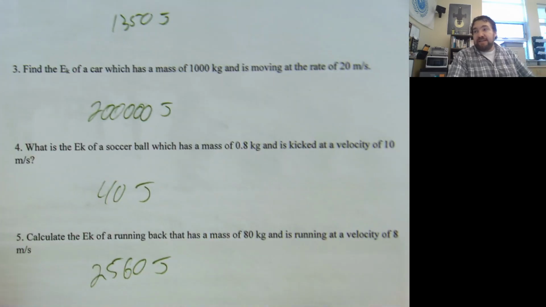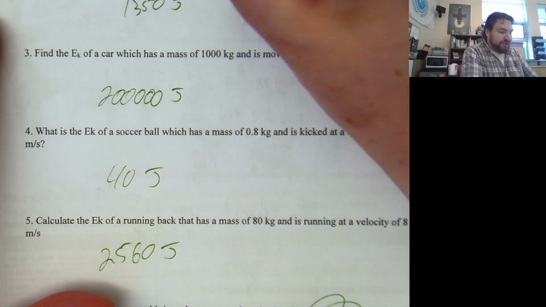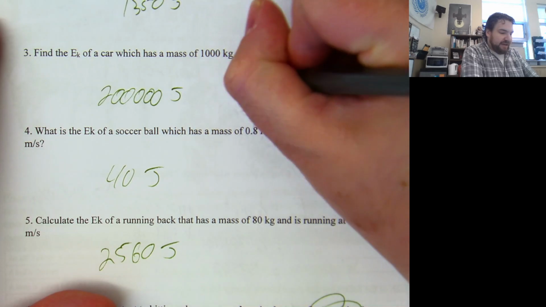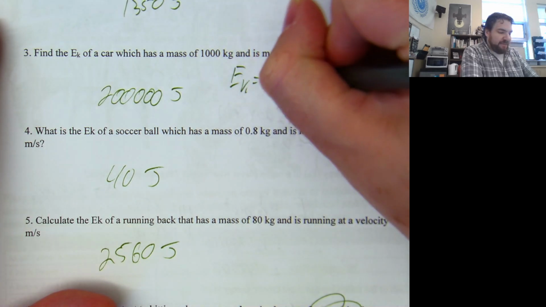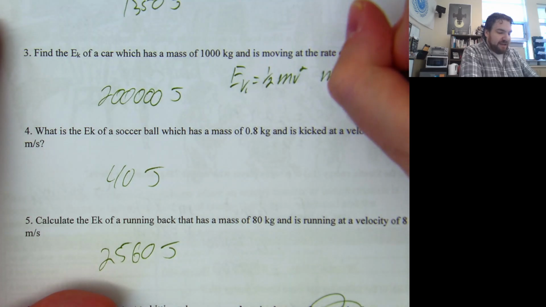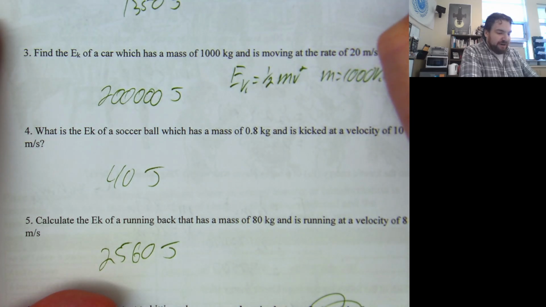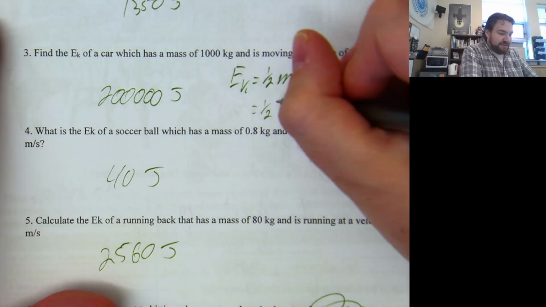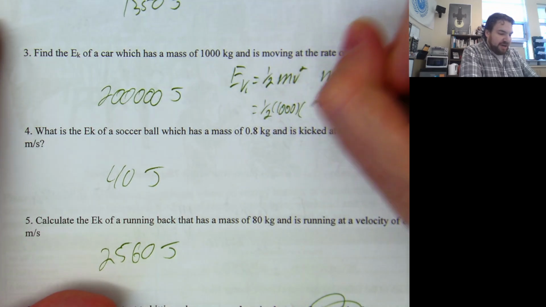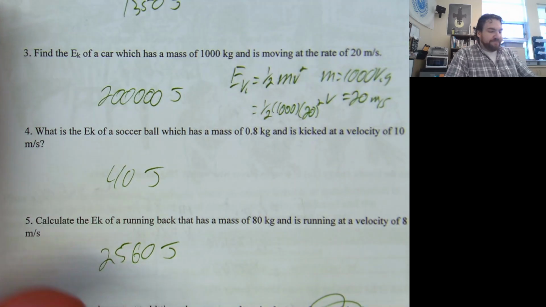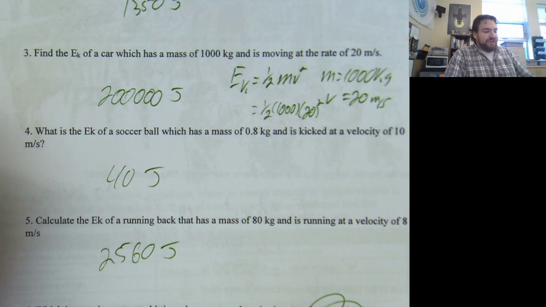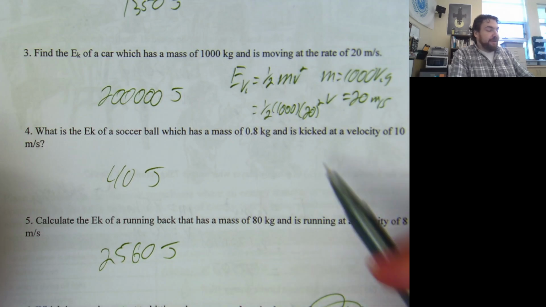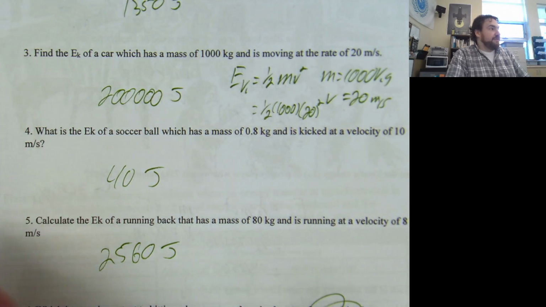Okay, so it says find the kinetic energy, EK. So let's use the formula. EK equals 1/2 mv squared. Write down the mass, 1,000 kilograms. Write down the velocity, 20 meters per second. Plug everything in. Half times 1,000 times 20 squared. 20 squared is 400. 400 divided by 2 is 200. 200 times 1,000, 200,000. There you go, Malik.